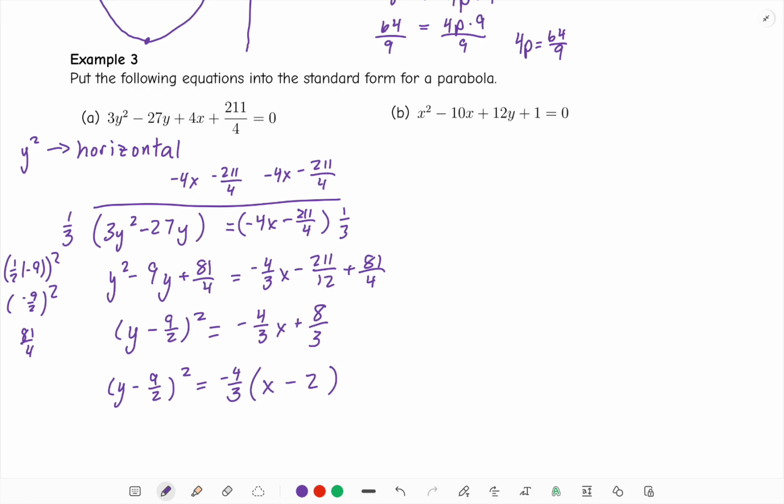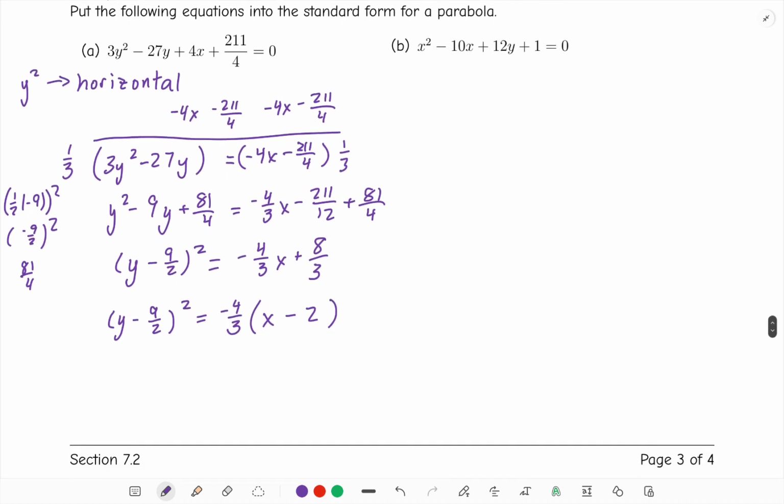Now this technically is the answer. I am going to go one step further by factoring a 4 out. So we get 4 times -1/3 x minus 2. So then the vertex is 2 comma 9/2. And the reason why I factored that 4 out is because then it's obvious that p is -1/3.